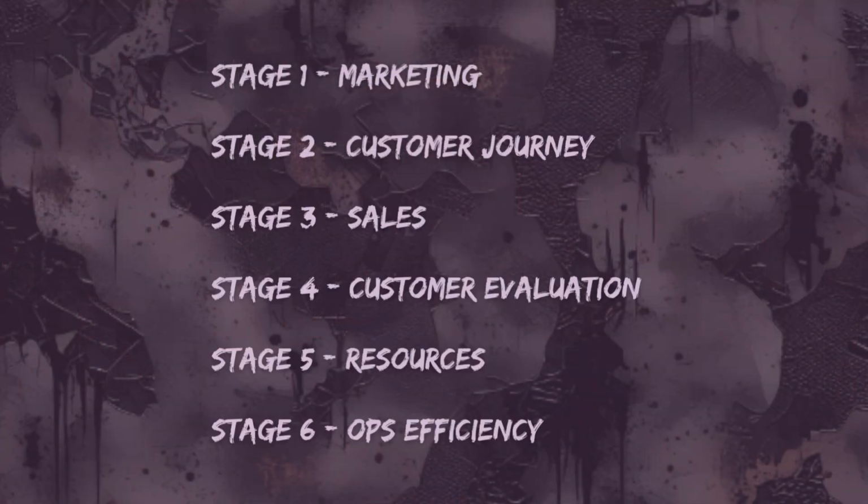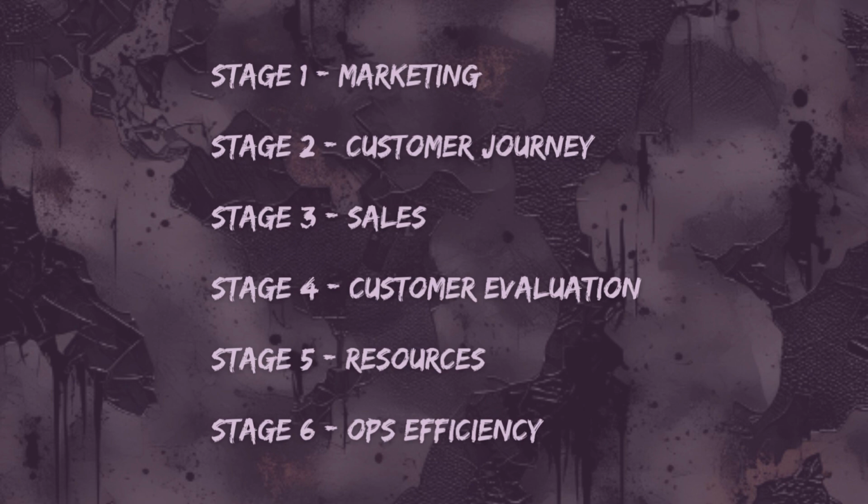If you're not using the worksheet and you didn't download it yet, or you're just using a pen and paper, you're going to need to make 6 boxes, 3 on top, 3 on bottom, kind of like I showed you. Each stage is marked: marketing, customer journey, sales, customer evaluation, resources, and ops efficiency. Again, if you want to know more in depth about what those are, please check out the video link in the top corner, I believe it is.